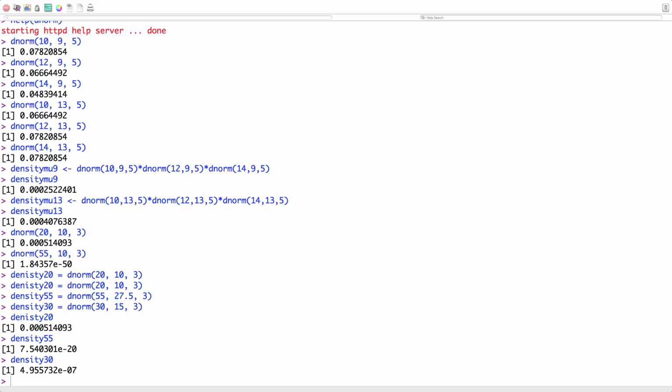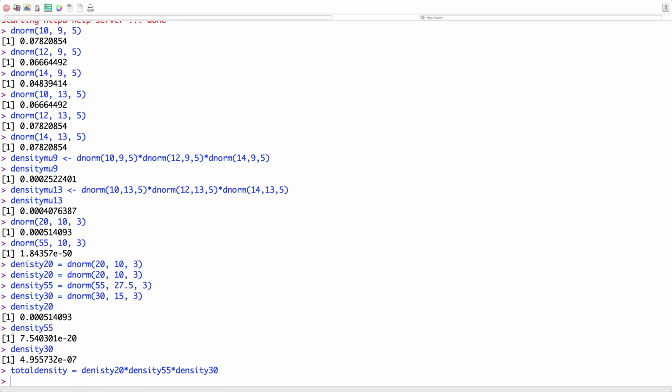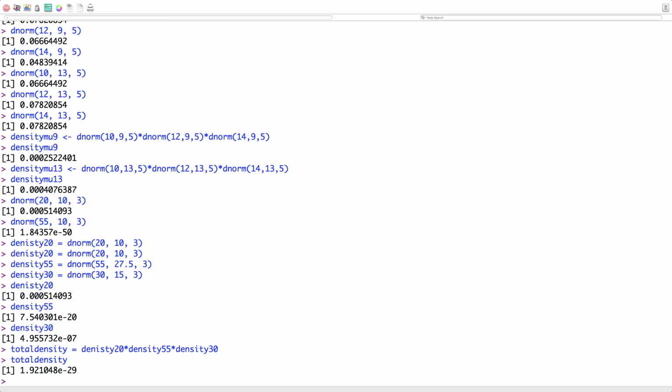So guys, we can get our product here. We can get our total density. Density of 20 times density of 55 times density of 30 gives us our likelihood of getting our data if the parameter values are 0, 0.5, and 9. So our total density is extremely small. So let's go back to the blackboard.